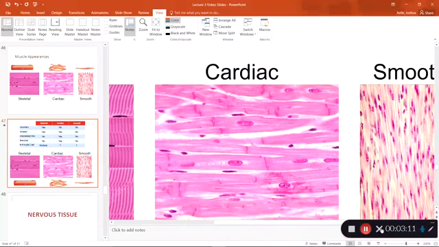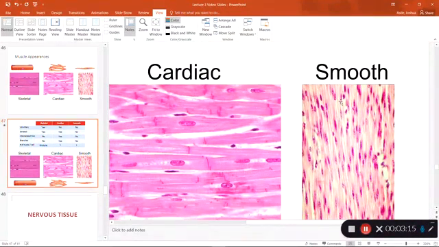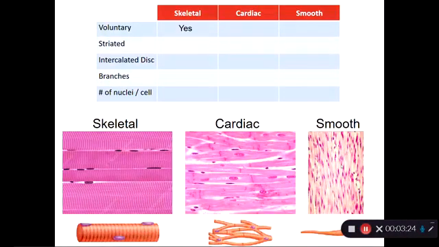Let's take a look at smooth muscle here real quick. No, I don't really see any striations. And if you agree with me, then yes, excellent. I'm glad you didn't see those striations. So yes for skeletal, yes for cardiac, no for smooth.